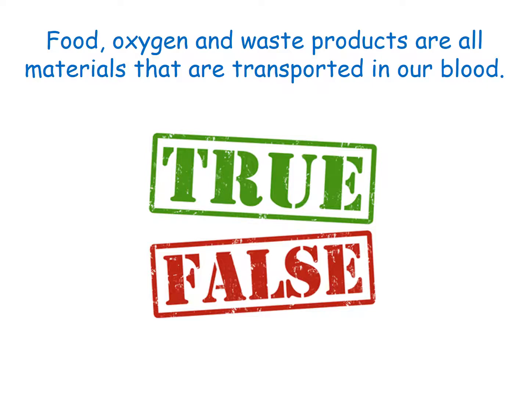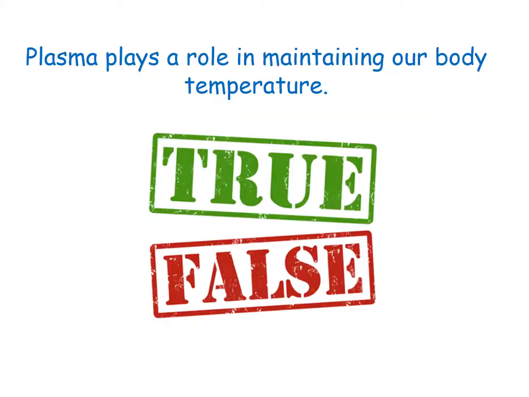Food, oxygen, and waste products are all materials that are transported in our blood. Yes, this is true. Transporting food, oxygen, and water is the main function of our cardiovascular system. Plasma plays a role in maintaining our body temperature. Yes, this is also true. We know plasma transports heat around the body and so helps to maintain our body temperature at 37 degrees.